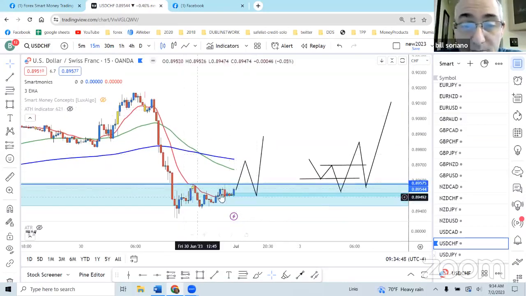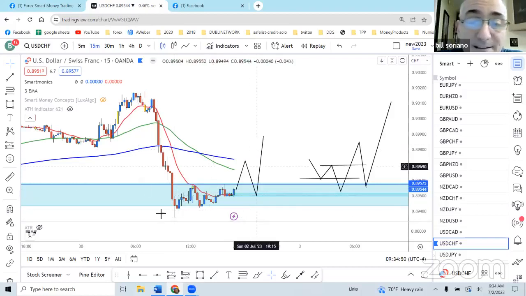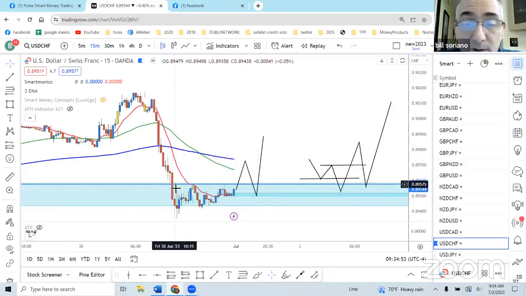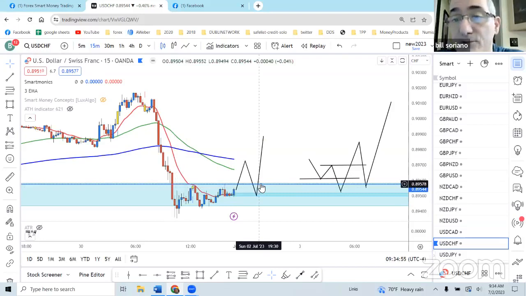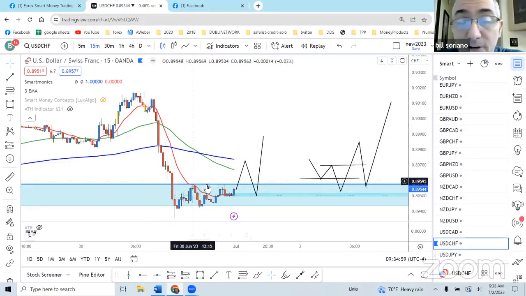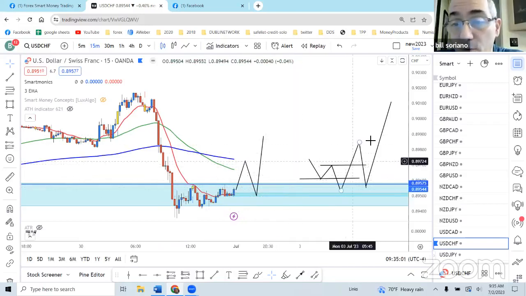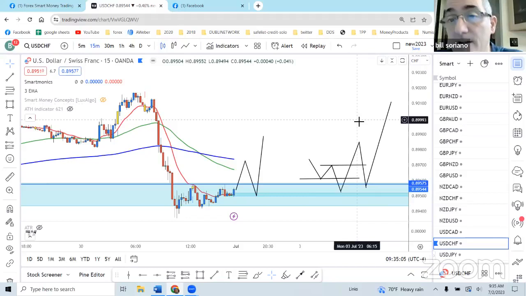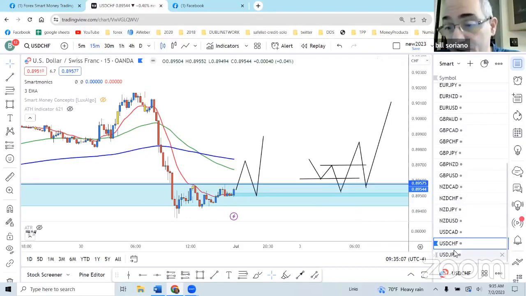Today, all we're doing is marking up these order blocks. We're marking up our points of interest inside of our order block. But since this point of interest here was hit on Friday, I wanted to show you what we're waiting for here on this USD CHF pair next week before we would decide to take a trade.